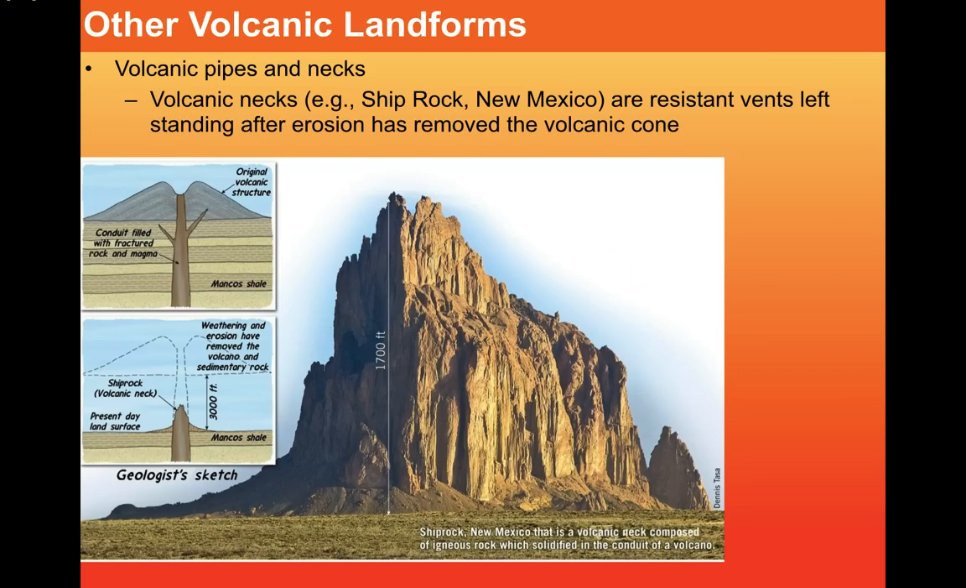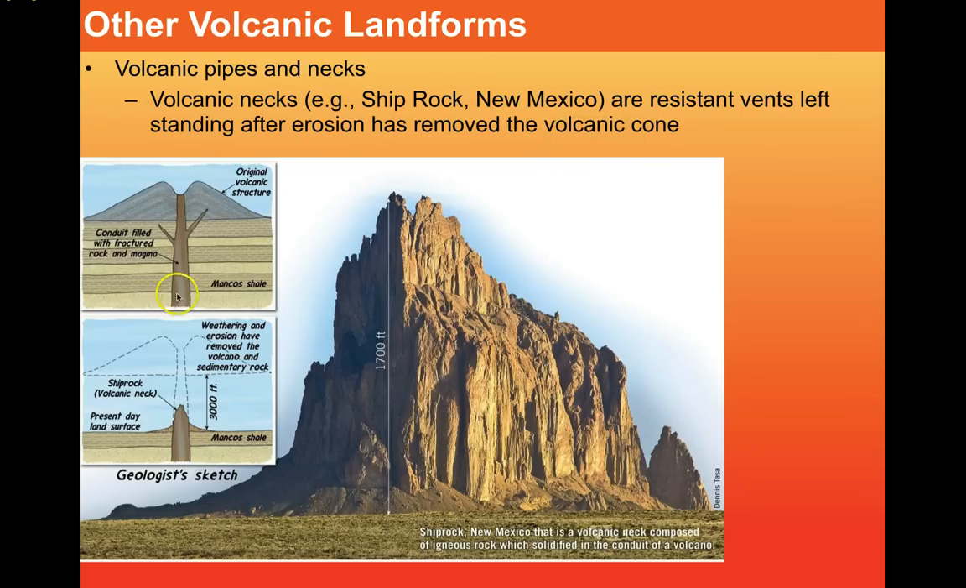The last landform that I think is really fascinating, because we see them all the time in nature, and we tend to wonder why in the world there's this beautiful column of rocks sticking up into the air. They're basically, this material here is actually the central part of an old volcano that's been eroded away. And it's basically an old volcanic pipe. So a volcanic pipe and volcanic necks are resistant vents left standing after erosion has removed the volcanic cone.